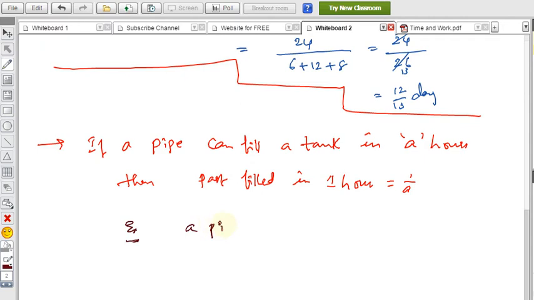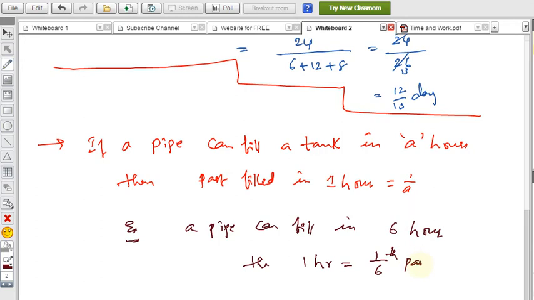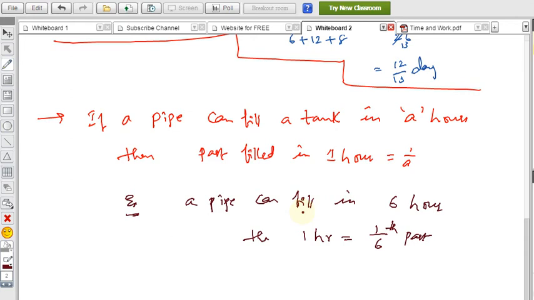For example, a pipe can fill in 6 hours. Then in 1 hour it can fill only 1/6 part. Similarly, not only filling, a pipe can empty also. If a pipe can empty a tank in a hours, then the part emptied in 1 hour is also 1/a.